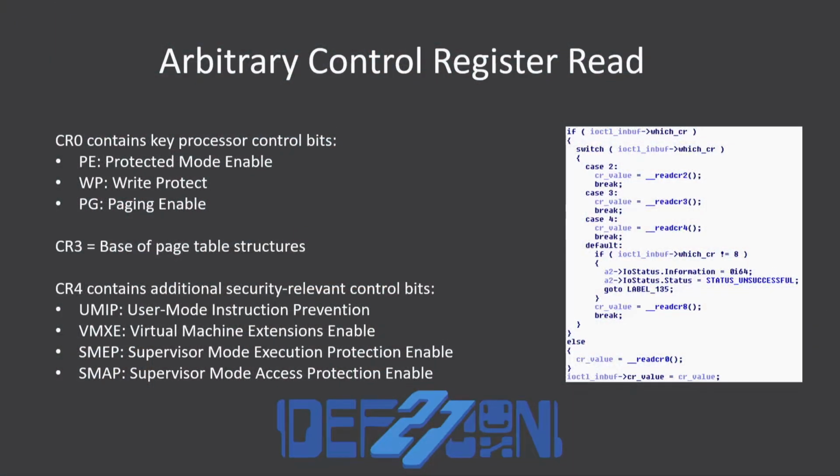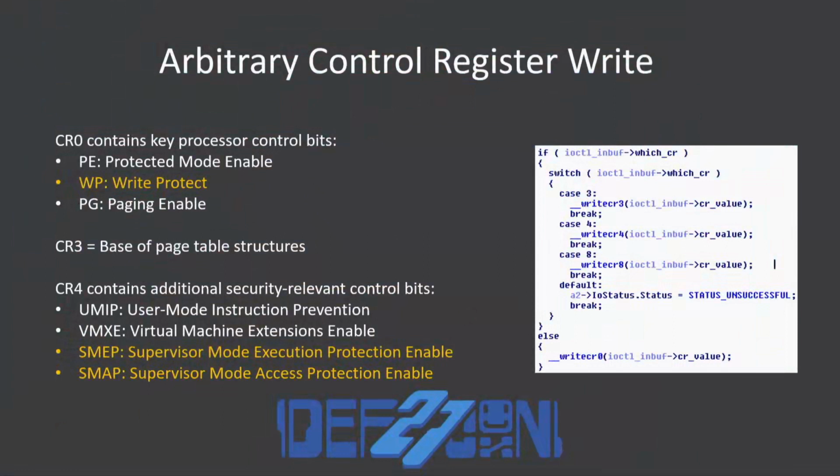So there are also control registers, and there are a lot fewer of them, but they store some key control bits for the processor. CR3 is the base of the virtual memory paging tables, so knowing where that is could potentially be useful. CR4 has some other security controls. CR0 has some security controls. In this case, we have an arbitrary ability to read any of these control registers, including the base of the page table structure in kernel space, not the user space copy of the page tables.